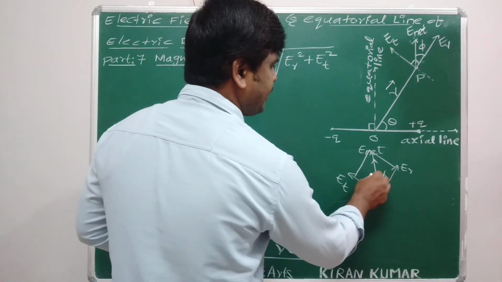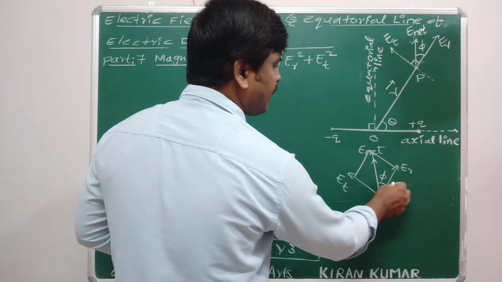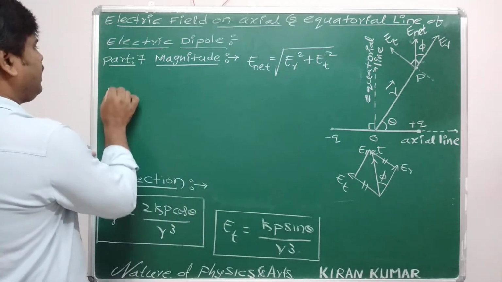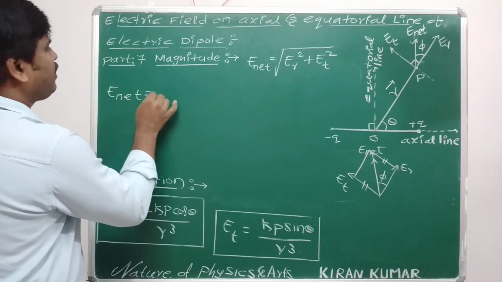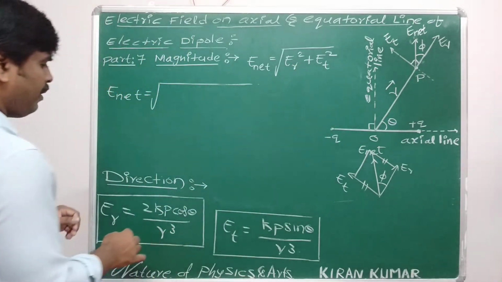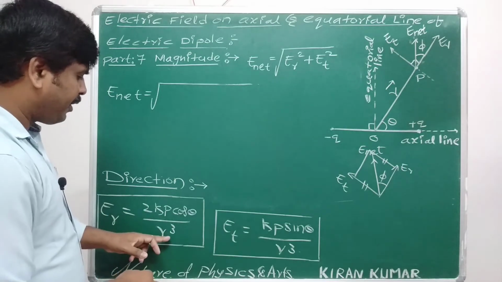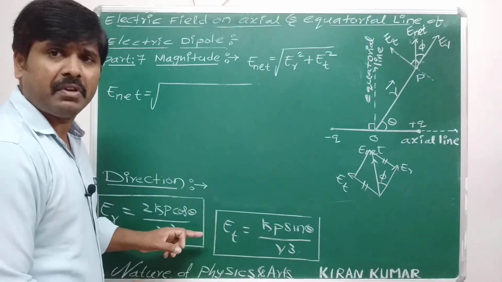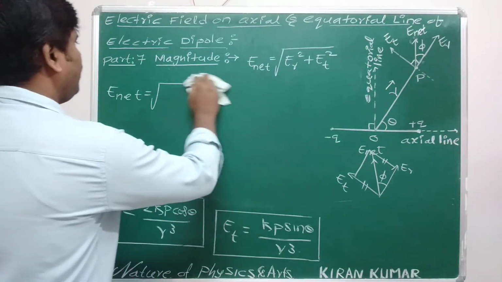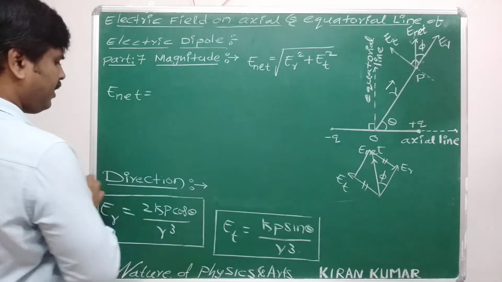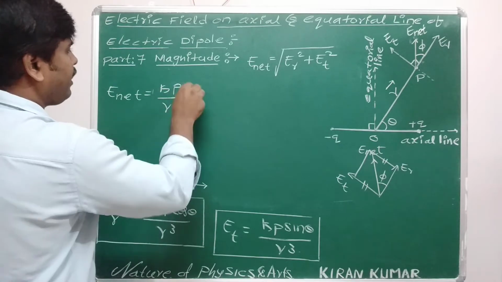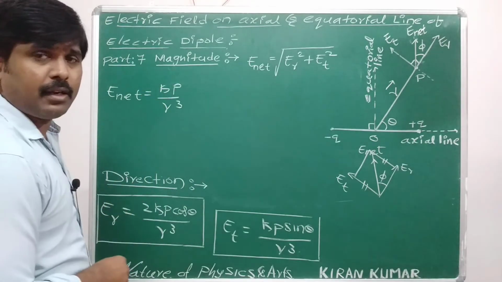So diagonal square is equal to E net, one side square is E_r square, and another side is E_t square. Okay, see, E net is equal to, the values are replaced here. One thing we can do, Kp by R cube is common in both equations, and the square root also gets cancelled. That's why I'm writing Kp by R cube, and the square root gets cancelled.